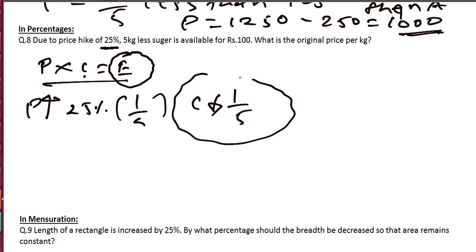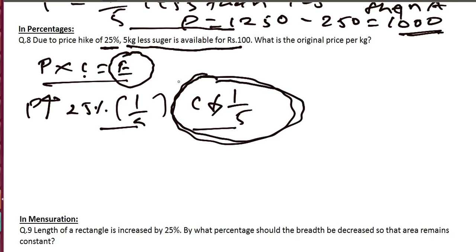So the original consumption has to be decreased by 1/5, right? So the new consumption will be 1/5 less than the original consumption because the price is increased by 1/4. Now here what we are given is 5 kg less sugar is available for rupees 100. So reduced consumption is given to us, right? Because of this increase in price, we have to reduce our consumption by 5 kg in order to keep the expenditure constant.